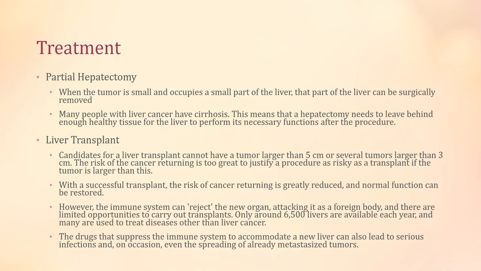However, the immune system can reject the new organ, attacking it as a foreign body, and there are limited opportunities to carry out transplants. Only around 6,500 livers are available each year, and many are used to treat diseases other than liver cancer. The drugs that suppress the immune system to accommodate a new liver can also lead to serious infections and on occasion even the spreading of already metastasizing tumors. So if you do get a good liver and everything seems to be going really well, you do have to be on anti-rejection medication for the rest of your life, and that actually could bring other serious illnesses and diseases.